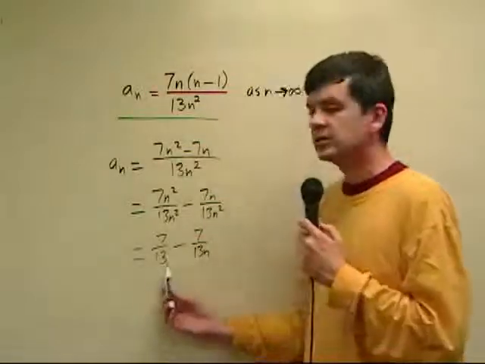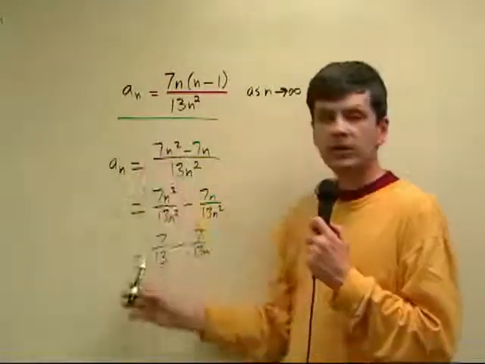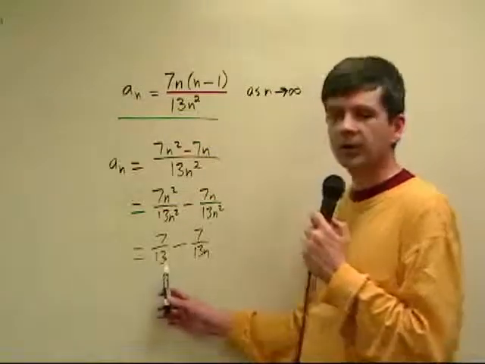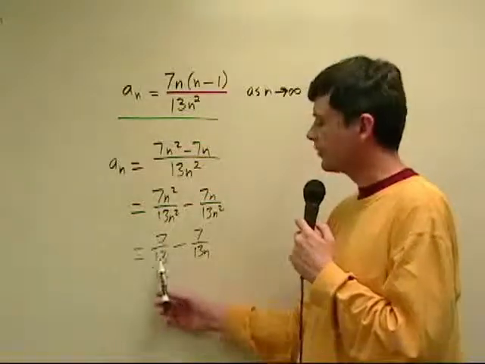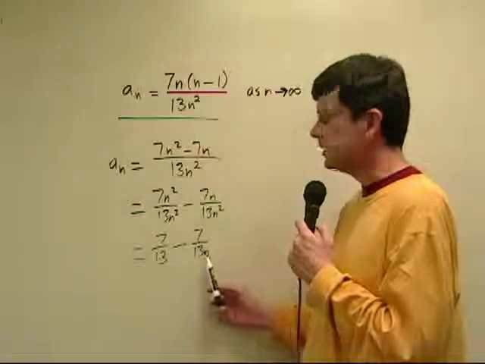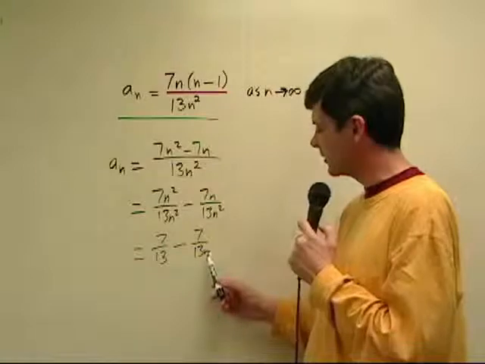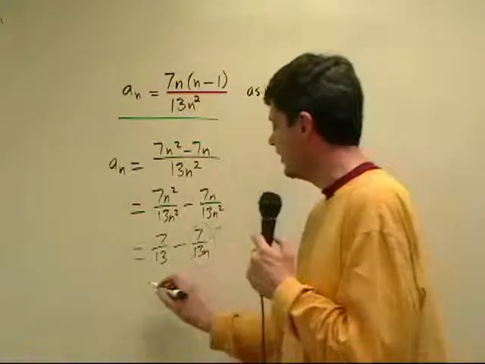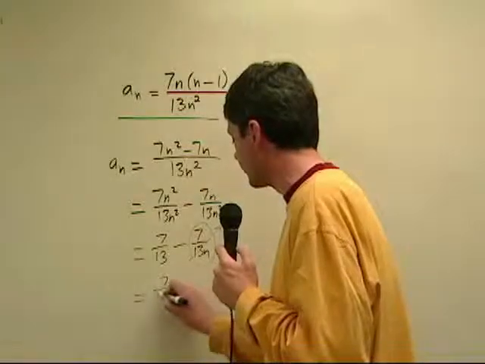And at this point, this is just the same expression as this, but now it's a little bit easier to see what happens when n approaches infinity. When n gets bigger and bigger, what happens? Well, the 7 over 13 stays the same, but this negative 7 over 13n, as n gets really big, it's on the bottom, so this expression gets really small, and that approaches 0, and so the answer is 7 over 13.